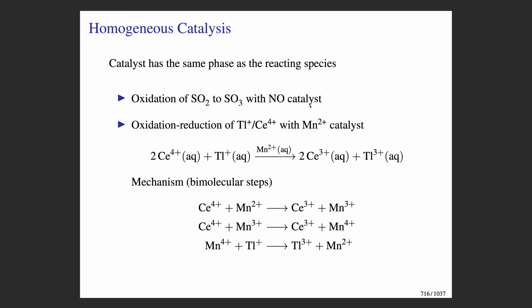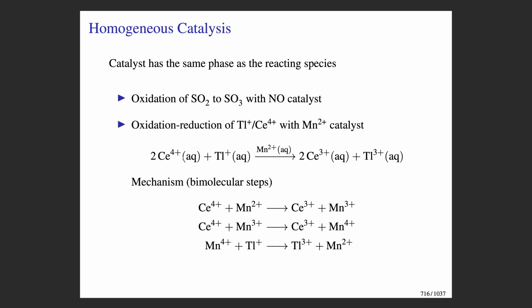All right, so there's three types of catalysis we're going to talk about. The first one is homogeneous catalysis. This is where the catalyst has the same phase as the reacting species. Both the examples that we looked at previously were homogeneous catalysis. Here's another one. This one's in the aqueous phase.